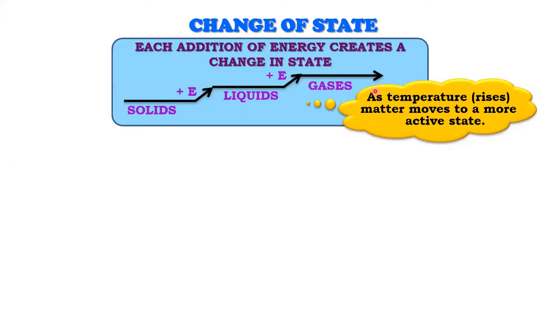Okay, so which one is the most active state? It is gases. Why? Because we have seen that the particles of gases move very freely, right? So in that state of matter, the particles become very active. If you compare with liquids, liquids are less active than gases, and in solids the activeness is the least. Correct?